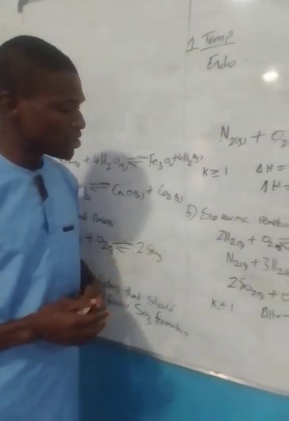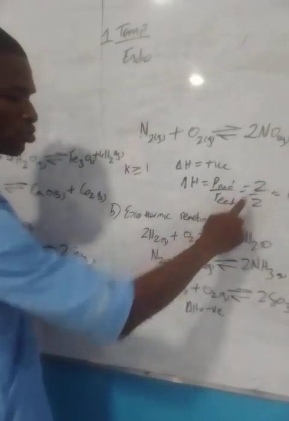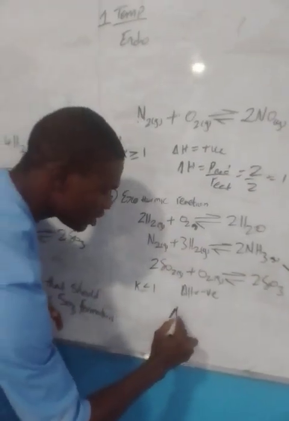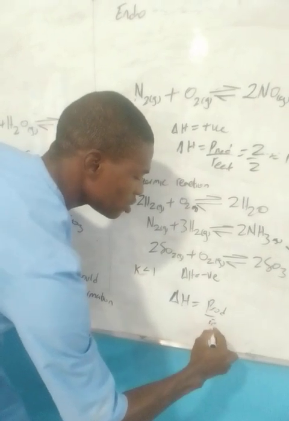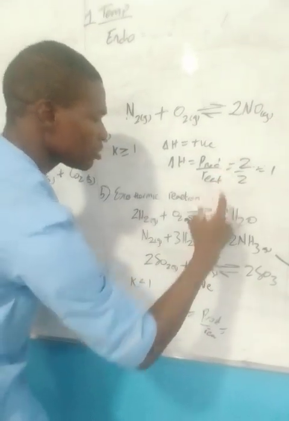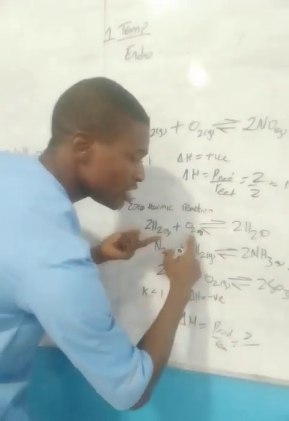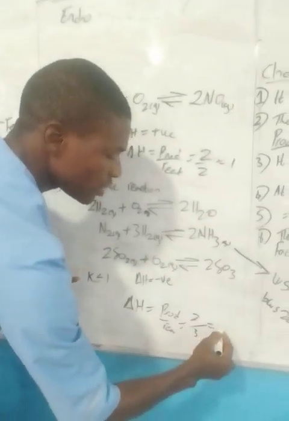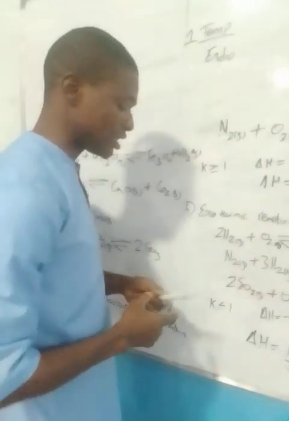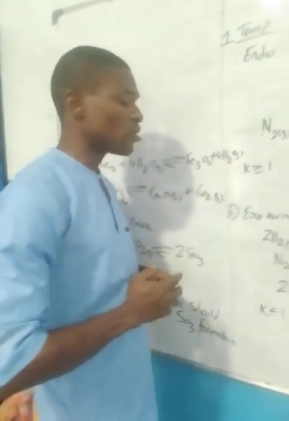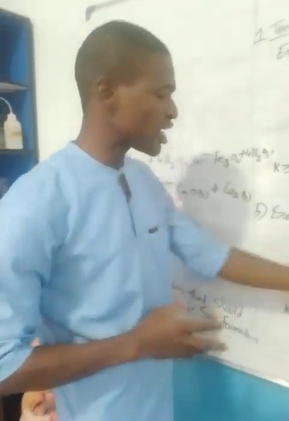But how do you know an exothermic reaction? We said that it's going to be lesser than 1. Here the product is 2, over the reactant 3 when it's gas. So 2 over 3 is 0.666667. So you see that it is lesser than 1. Therefore, we can call it an exothermic reaction. So with all this, you can check all these ones.